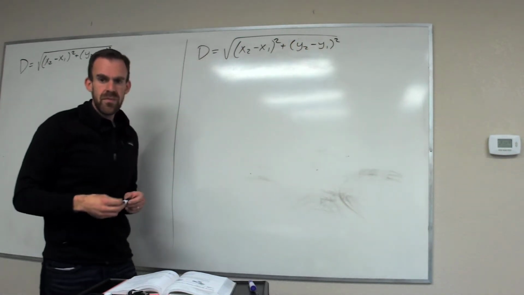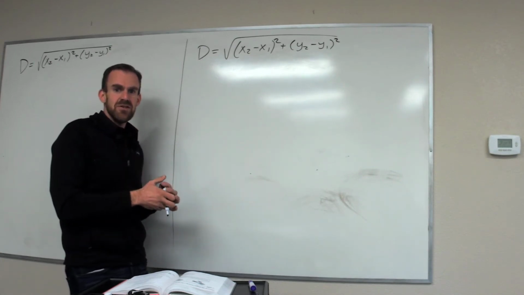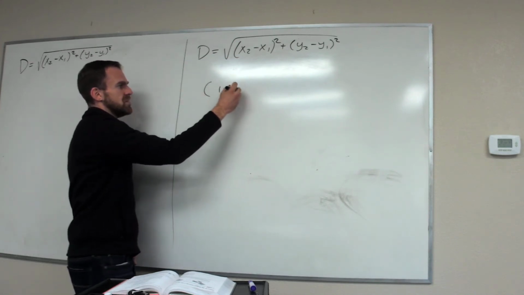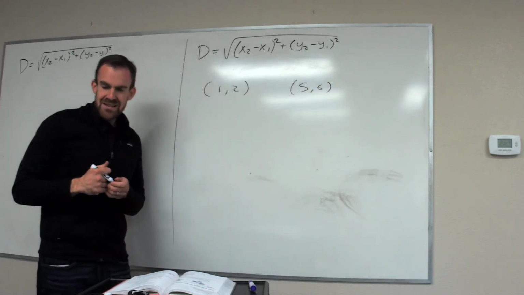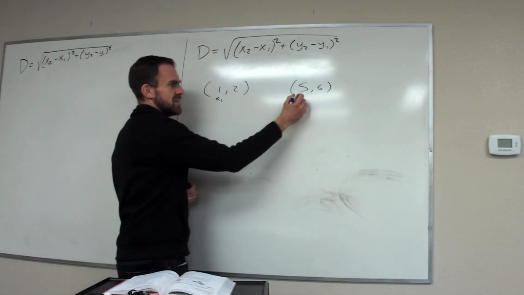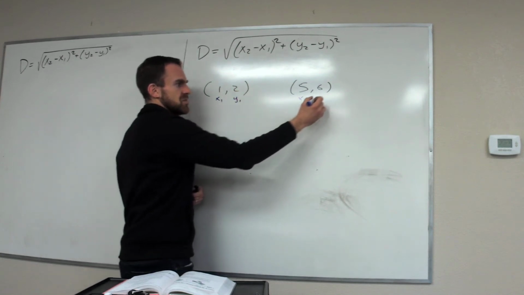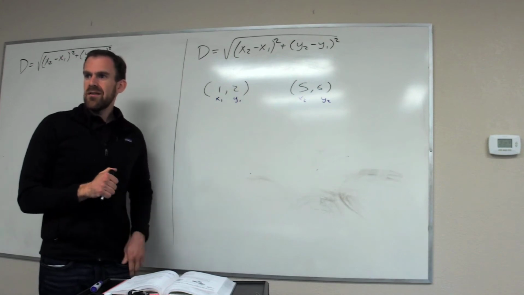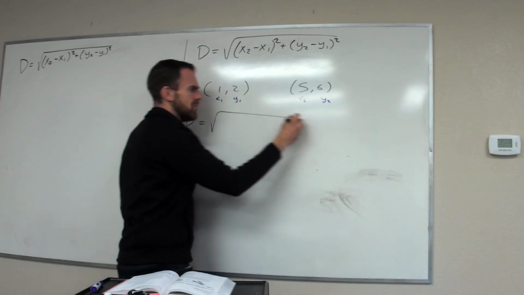Okay. So, what do we do with this? If they give you 2 points and ask you for the distance in between them, then you will use this formula. Let's try it. If they give you the point 1, 2 and the point 5, 6, and I ask for the distance in between those points, this one is x1, this one is x2. It really doesn't matter which one you choose as long as you are consistent. This one's y1, this one's y2. So, you okay with that? Okay, so I'm going to plug into this formula. First step, write the formula.